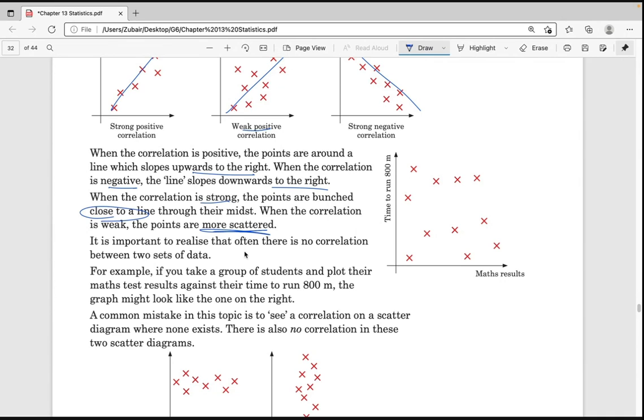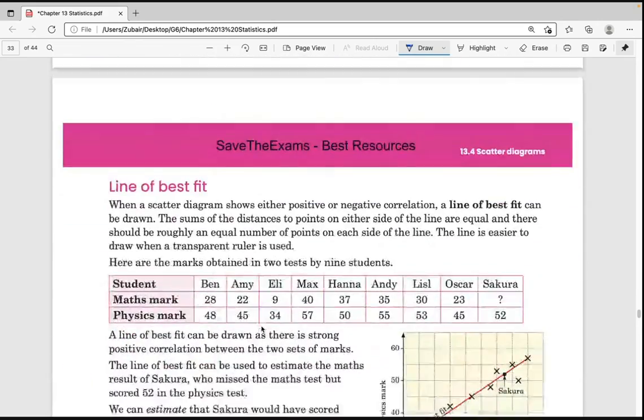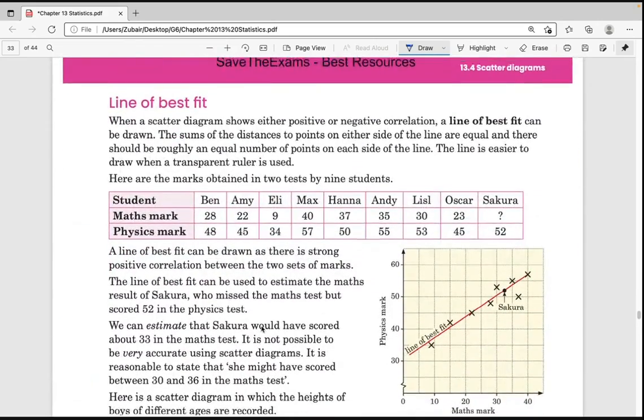It is important to realize that often there is no correlation between two sets of data. For example, if you take a group of students and plot their math test results against their time to run 800 meters, it does not have any relation between them. One who is strong in math might be slow in the field. A common mistake in this topic is to see a correlation on a scatter diagram where none exists. So there is no correlation in these two scatter diagrams. One may be better in subjects and weak in sports.